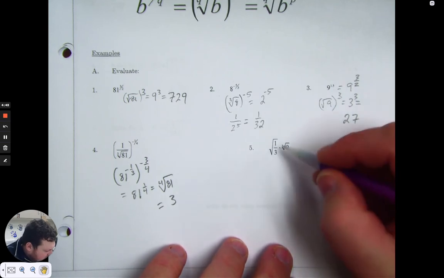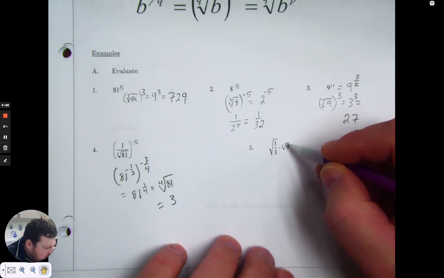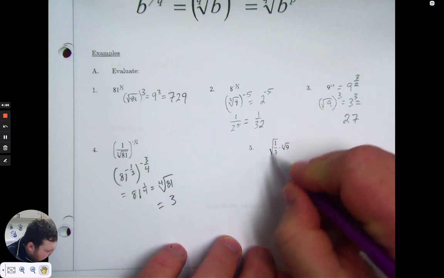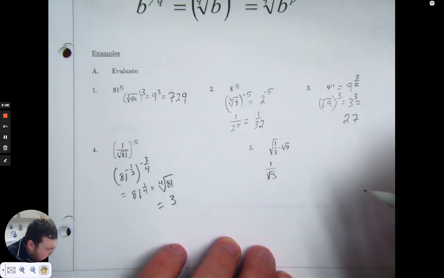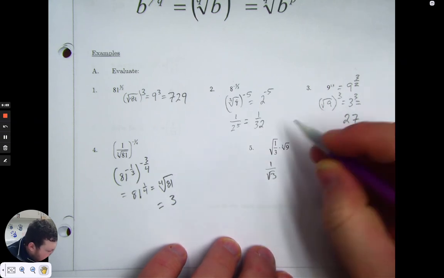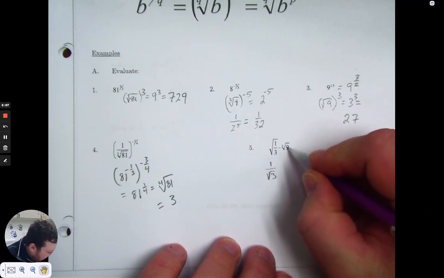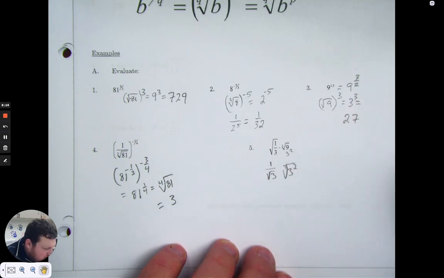Okay, number 5 here, we have the square root of 1/3 times the cubed root of 9. Remember, the square root of 1/3 is really the same as 1 over the square root of 3. Now, the cubed root of 9, and remember, 9 is the same as 3 squared, so you could rewrite this as the cubed root of 3 squared.